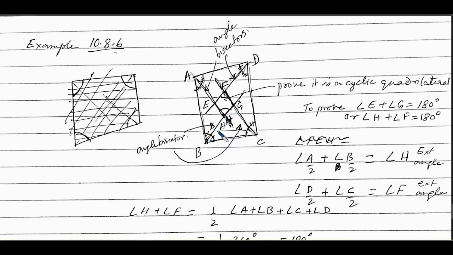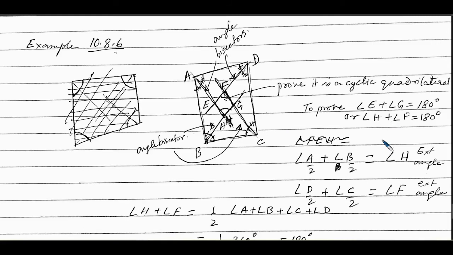So when you bisect this and extend it, you will get one quadrilateral, one figure here, and it has been asked to prove it is a cyclic quadrilateral. For proving a cyclic quadrilateral, the opposite angles have to add up: angle F plus angle H has to be 180, and angle E plus angle G has to be 180. So this is what we have to prove.